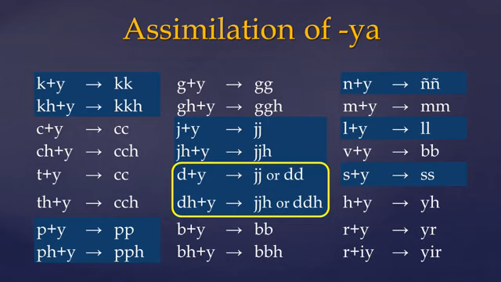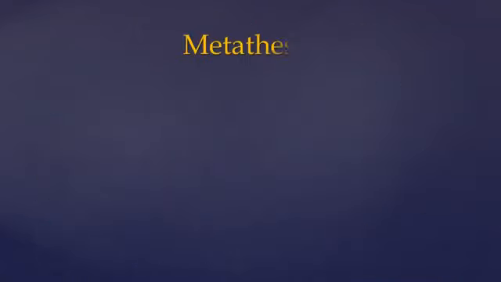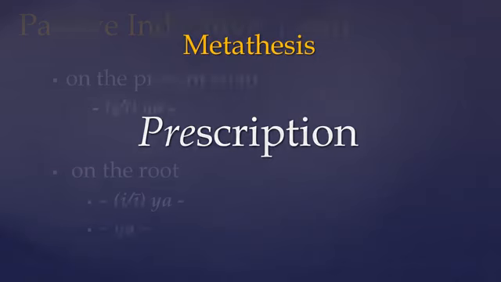Another effect, which happens when ya is added to a h or an r, is called metathesis, and this simply means that the two consonant sounds are swapped around. Metathesis happens in English too. For instance, we say "prescription" instead of "perscription", which is how it's spelt.